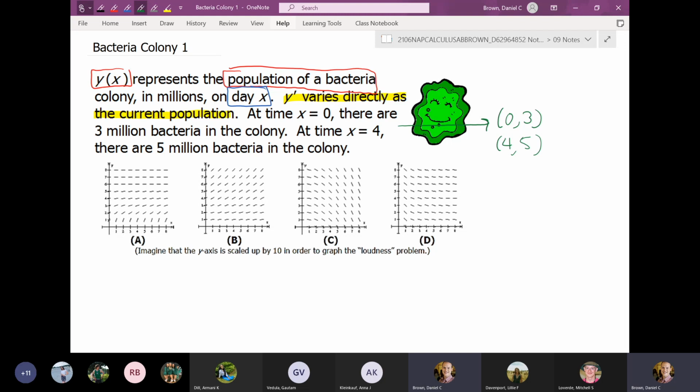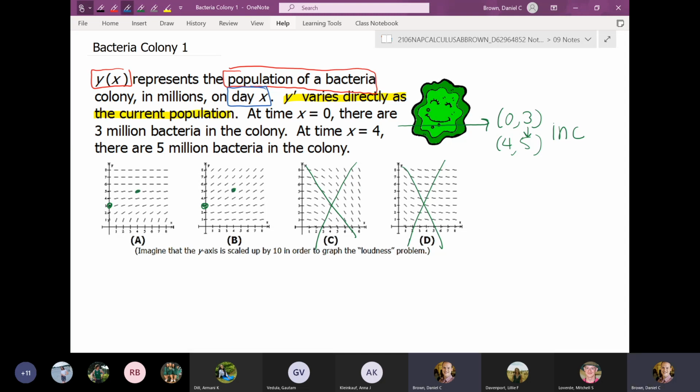Again, you can do this without calculus. Like I think 2 of them you can kind of rule out pretty easily. If the population is going from 3 million to 5 million, I can see that this population is increasing. So I know it can't be C or D. Those both represent decreasing populations. And then to decide the other 2, I might just quickly plot it and see which one fits best. So when x is 0, there's 3 million. And then when x is 4, we have 5 million.